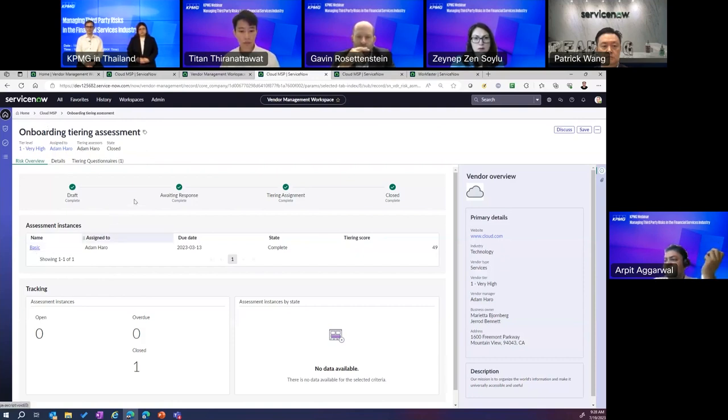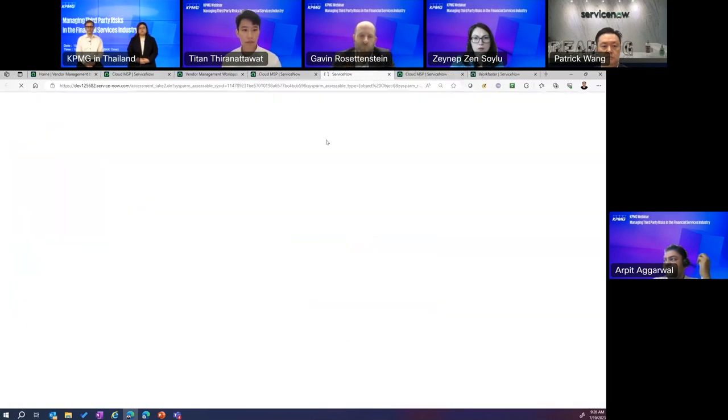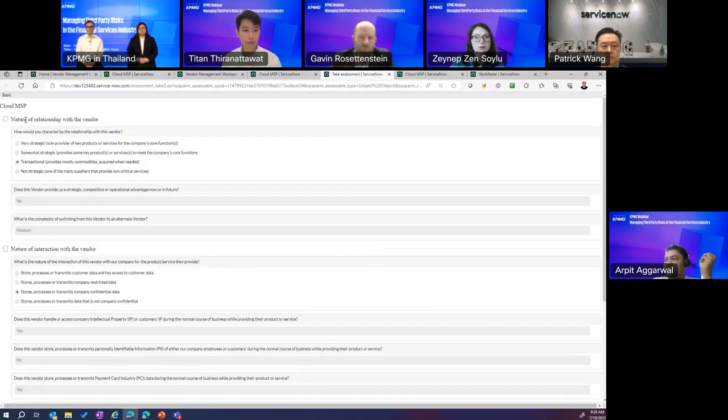So for example, if I click on basic, we can see all these questions: the nature of the relationship, the nature of interaction with these vendors. These are all questions which need to be answered within the organization so that we can define the tier rating. And again, all these questions are configurable as per client requirements. They can be assigned to different departments. For example, the financial questions can be assigned to the finance department, IT or cyber related questions can be assigned to the cyber team, and so forth.